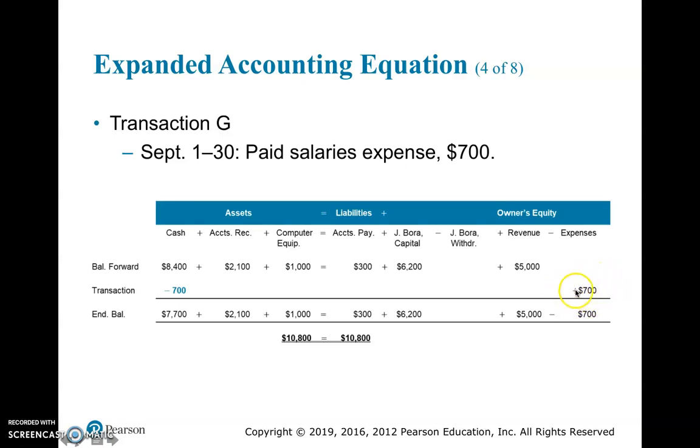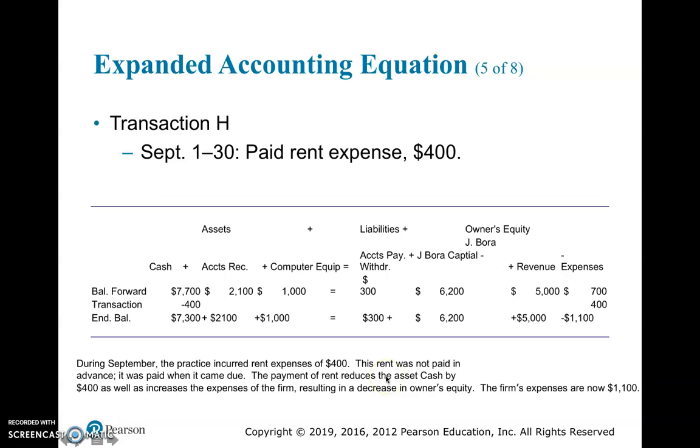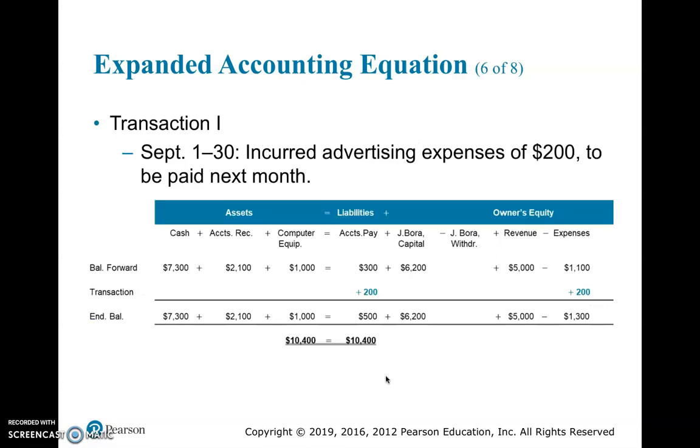Now, we show it as a positive, but remember that the effect of expenses on owner's equity is negative. So a positive times negative shows you a negative number, and therefore cash goes down, and the effect on owner's equity is also a decrease. The next transaction is also payment of an expense. I'm not going to go over that, which is completely the same concept as the last transaction.